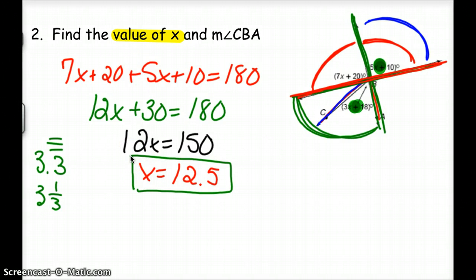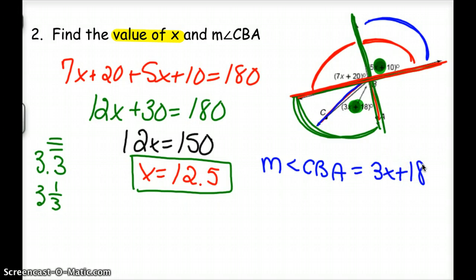They're also asking me to find the measure of CBA. So now I need to find the measure of angle CBA. CBA is 3x plus 18. Also, I need to talk about working down the paper. Work down, not across on your paper. So again, don't have those numbers floating out there.